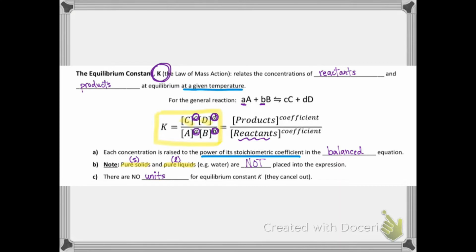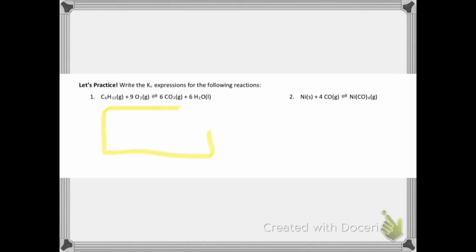All right, let's go ahead and try writing some equilibrium constant expressions. If you're feeling brave, you should go ahead and try number 1, and when you're ready to check your answer, unpause the video.